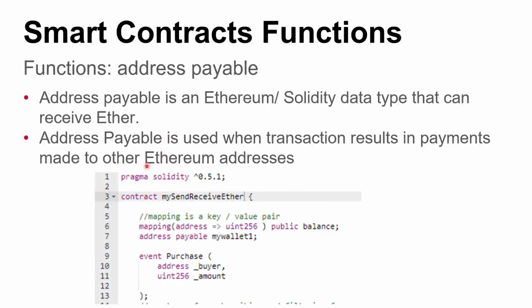An address payable. So address payable is an Ethereum or Solidity data type that can receive Ether. Address payable is used when a transaction results in payments made to another Ethereum address. So if we take a look here, we see address payable right here.